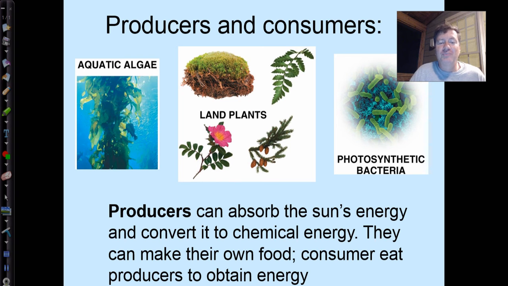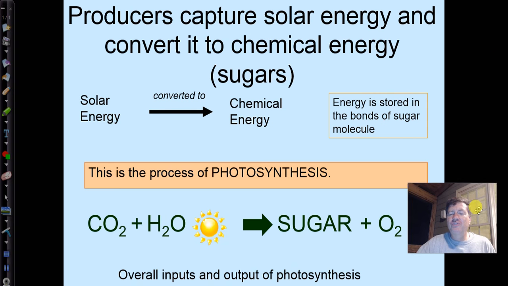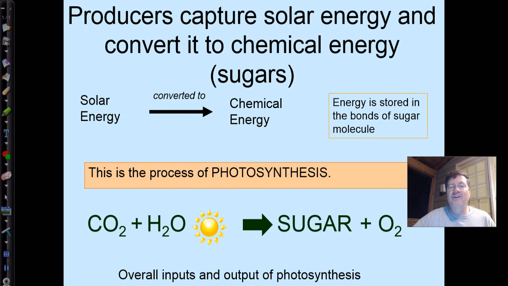So the producers, like algae and plants and some bacteria, can use the sun's energy to actually produce their own food. Consumers then interact with the producers by eating them, and when they eat them, then a portion of that energy will transfer to them. So producers are going to capture the solar energy and convert it to chemical energy, ultimately as a sugar. And you see here the solar energy is converted to chemical energy.